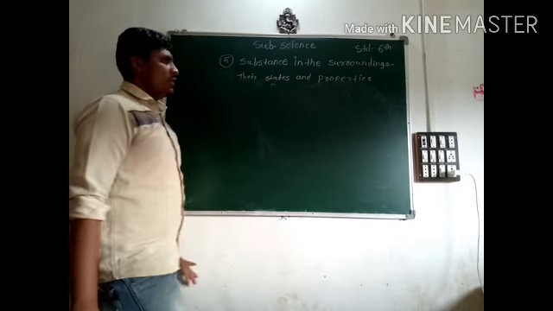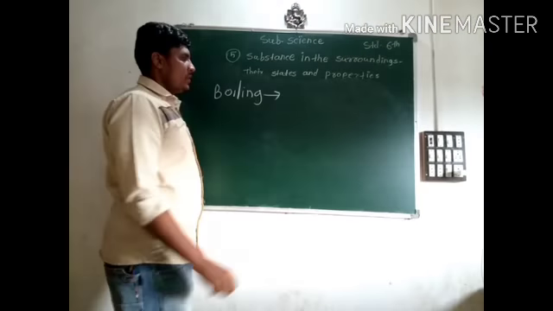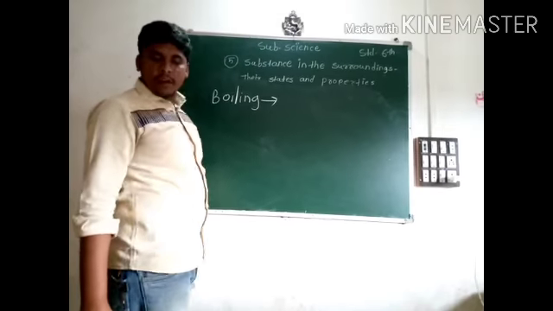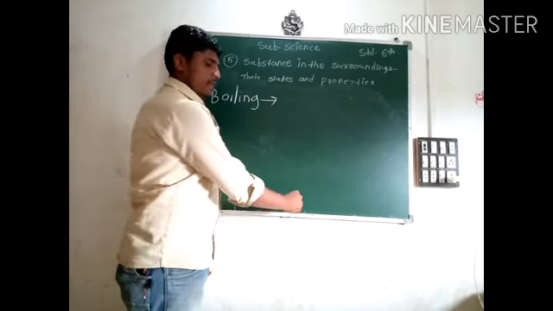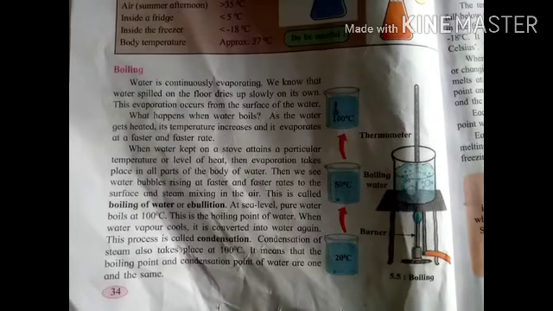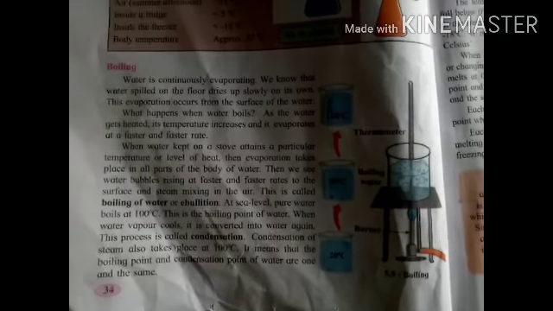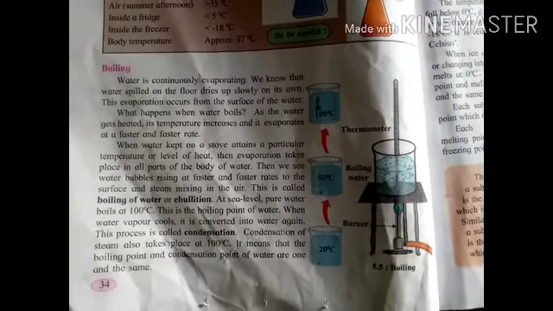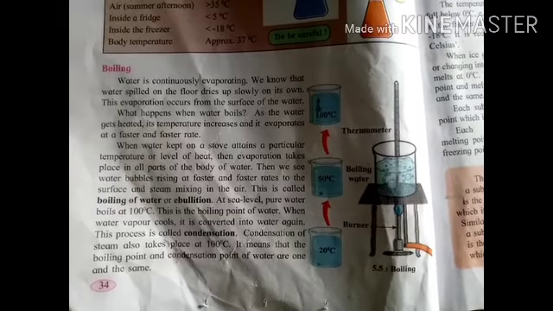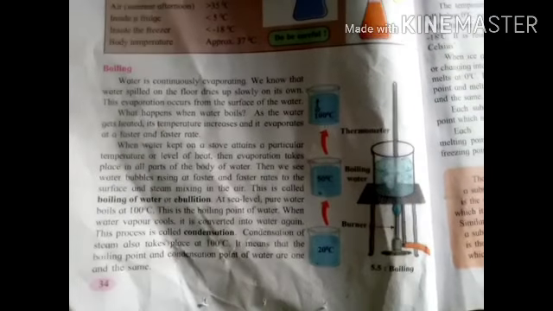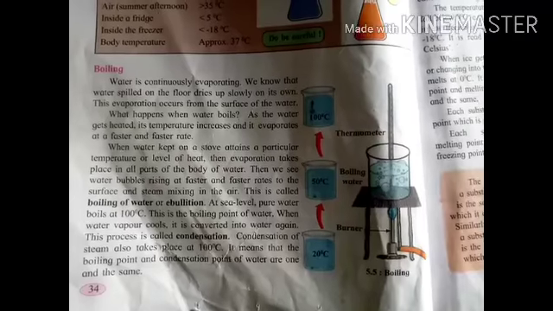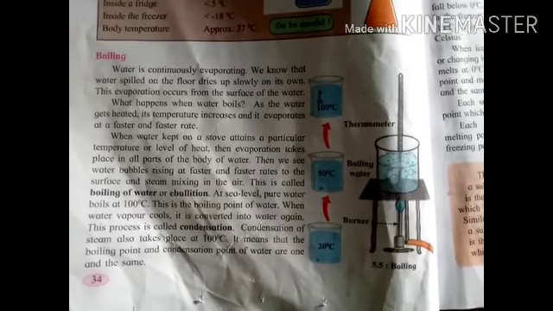First, use water. See your textbook, page number 34. Boiling. Water is continuously evaporating. We know that water spilled on the floor dries up slowly on its own. This evaporation occurs from the surface of the water.